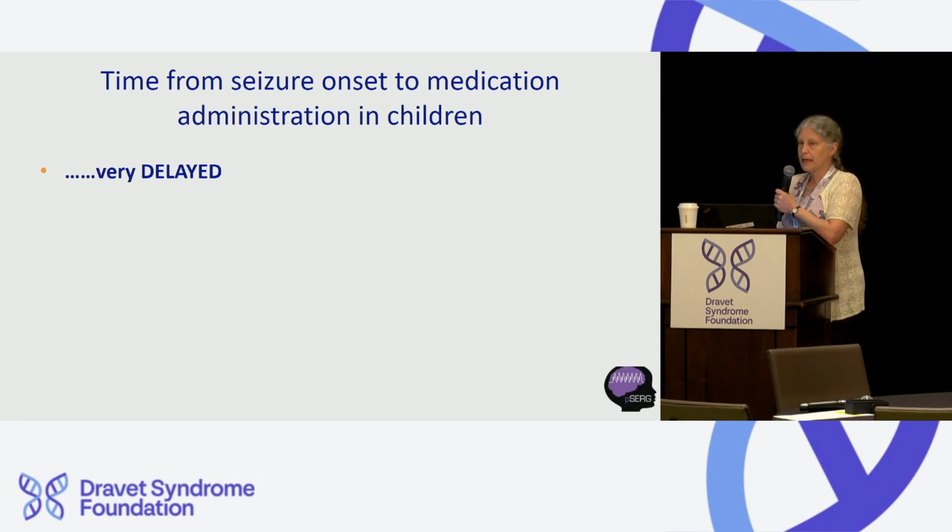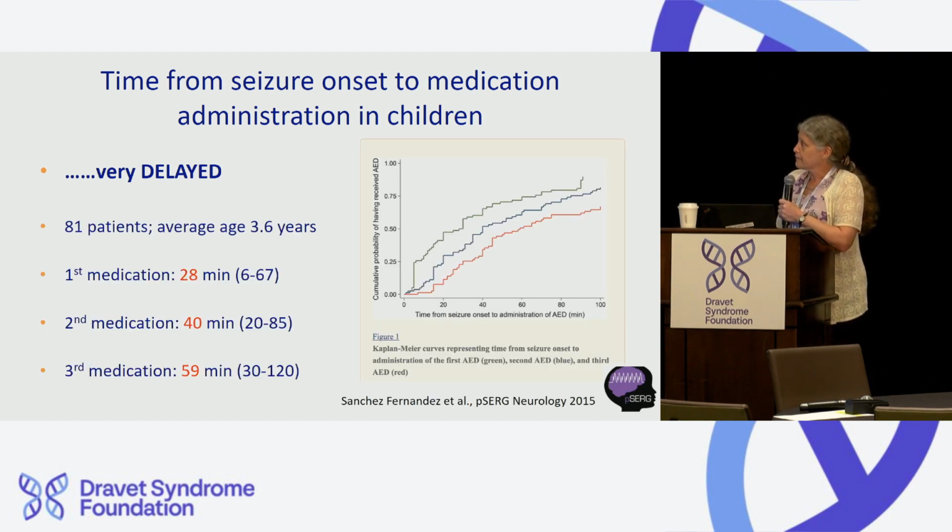And the reason we want to have a seizure action plan is because we know that if you don't, the likelihood of starting medication in a seizure is going to be very delayed. This was actually a study that was done from a number of children in pediatric hospitals in the United States. And it was found, so the average age of the child was 3.6 years, 81 children studied. It took 28 minutes on average before they got their first medicine.